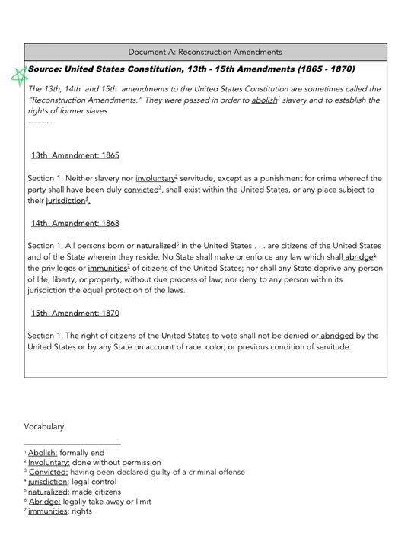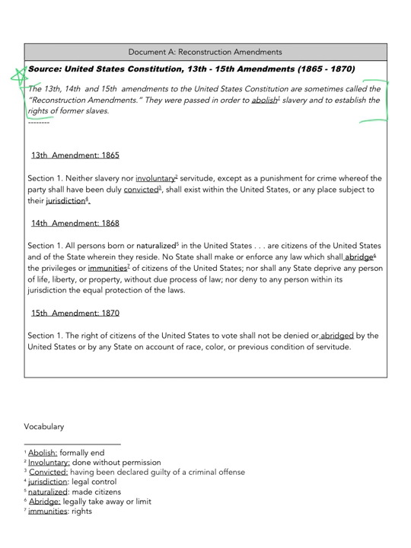Here, it tells us the source, or where this document comes from. The source is the United States Constitution. More specifically, it is the 13th through 15th Amendments, and there's a date here, 1865 to 1870. I also see some text here that is an explanation that gives some context for the documents.